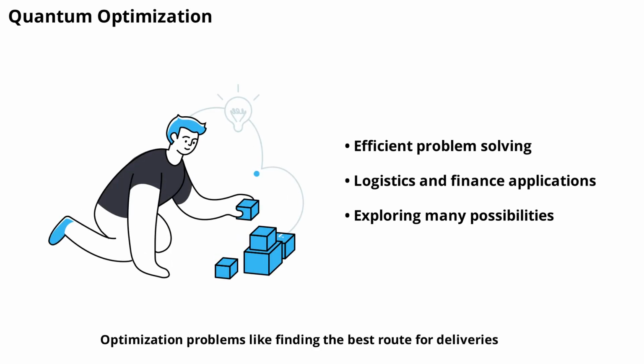Optimization problems, like finding the best route for deliveries or the most efficient use of resources, are everywhere. Quantum computers can tackle these problems more efficiently by exploring many possibilities at once, potentially saving time and money in industries from logistics to finance.